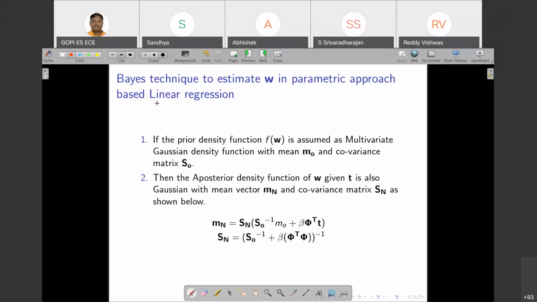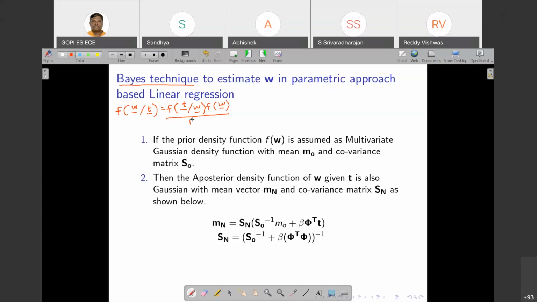Okay, right. You have to understand the basic technique. What is that base technique and why is it coming into the picture here? Basically, we know this is the starting point: f of w given t can be written as f of t given w into f of w, the whole divided by f of t.